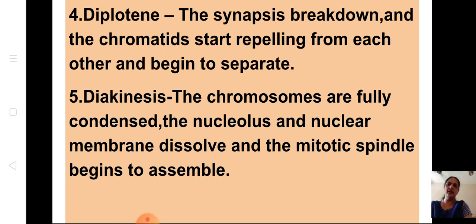Then in Diplotene, the synapses break down and the chromatids start repelling from each other and begin to separate. And in diakinesis, the chromosomes are fully condensed, the nucleolus and nuclear membrane dissolve, and the spindle begins to assemble. The spindle will start appearing in the metaphase, isn't it? Even in mitosis, in the metaphase, the spindle fibers start appearing. So this prophase of meiosis 1 has 5 stages.